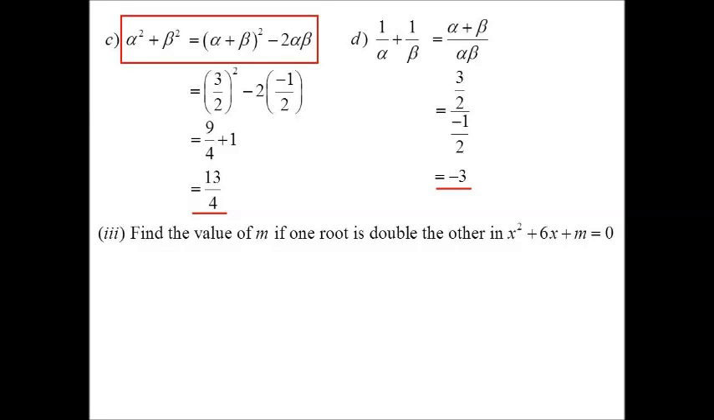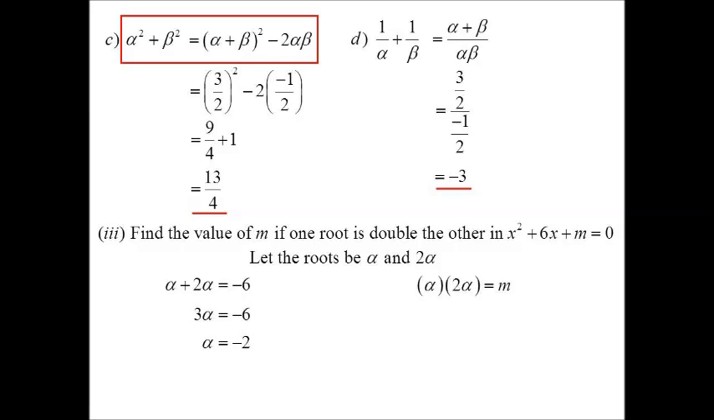Find the value of m. All they've told us is one root is double the other. So instead of saying the roots are alpha and beta, one root's the double of the other, so I'm going to say they're alpha and 2 alpha. So the sum of the roots, alpha plus 2 alpha, is -6, and the product of the roots, alpha times 2 alpha, is m. Remember, we're trying to find the value of m. Basically I've got simultaneous equations there. For the first one I can work out alpha is -2. I can substitute it into the second one, and eventually, there we go, m is 8.